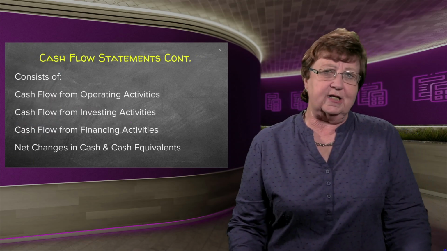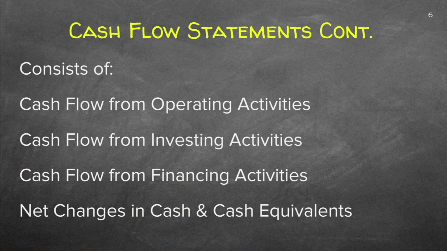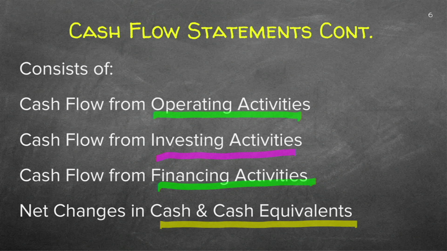So what's this cash flow statement all about? Well, it consists of 4 sections, and we will be looking at those sections one by one. So we've got cash flow from operating activities. Then we have the cash flow from investing activities. And then we have financing activities. And lastly, we have cash and cash equivalents.